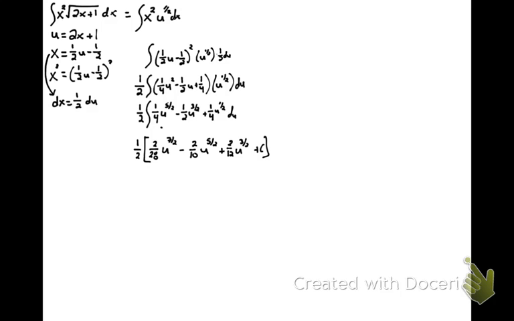And the last thing that's left for us to do is to return back to the original, get things in terms of x, and I'll multiply in the 1/2. So everywhere there's a u, I know that u equals 2x plus 1. So I'll end up with 1/28 times the quantity 2x plus 1 to the 7/2, minus 1/10 times 2x plus 1 to the 5/2, plus 1/12 times 2x plus 1 to the 3/2, plus some constant.